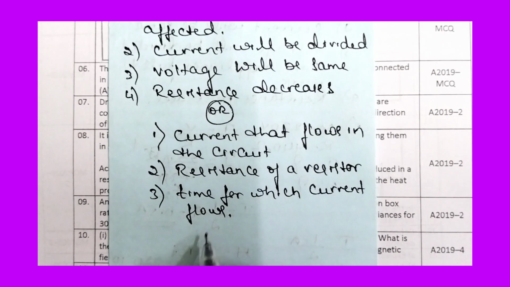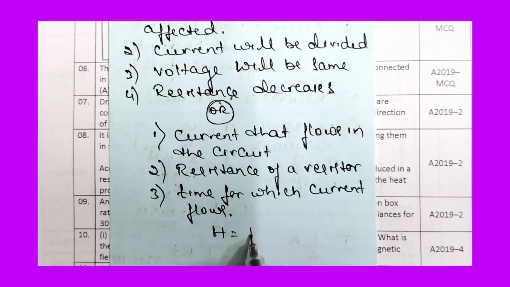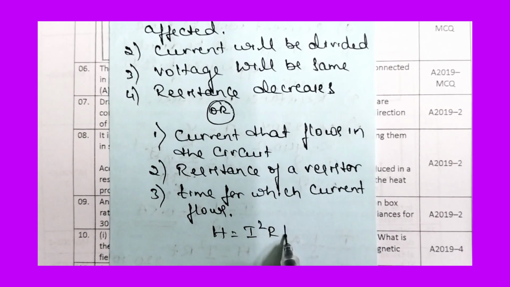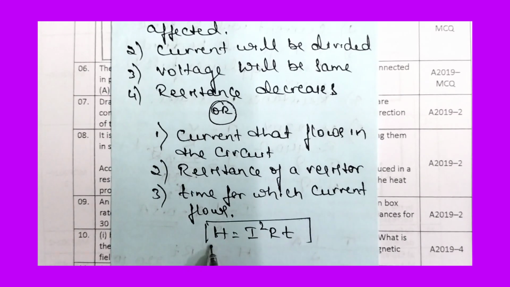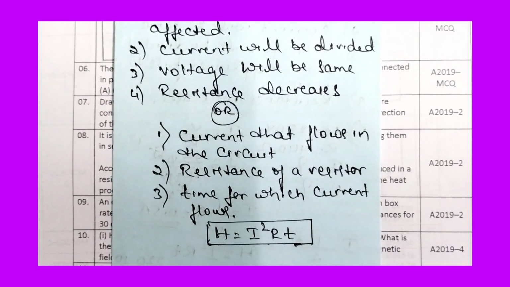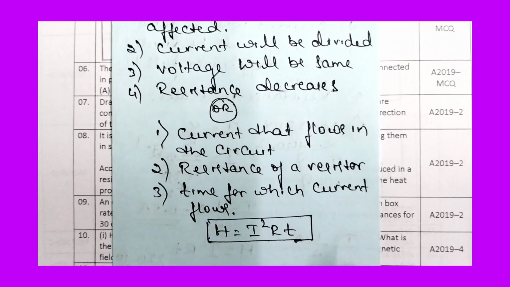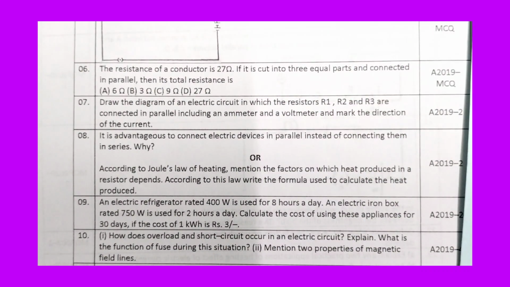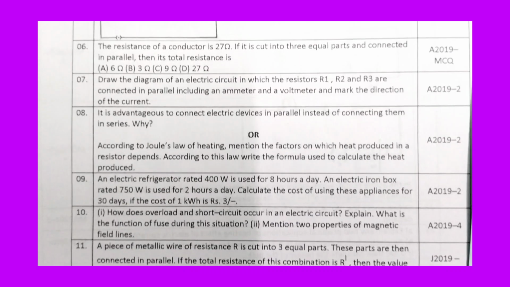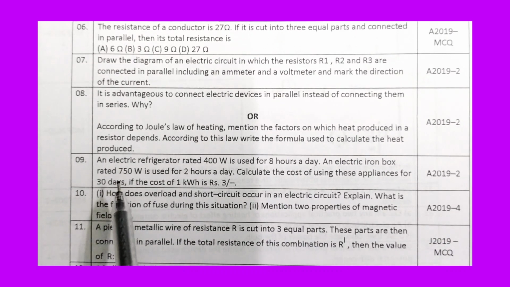ಹಾಗಾದರೆ ಅಕಾರ್ಡಿಂಗ್ ಟು ಜೌಲ್ಸ್ ಲಾ H is equal to I square RT. So this is the mathematical statement for Joule's law, where H is the heat produced, I is the current, R is the resistance, and the T is the time for which the current flows. So like this we have to answer this question. ಇದಾದ್ಮೇಲೆ next we are moving for 9th question.